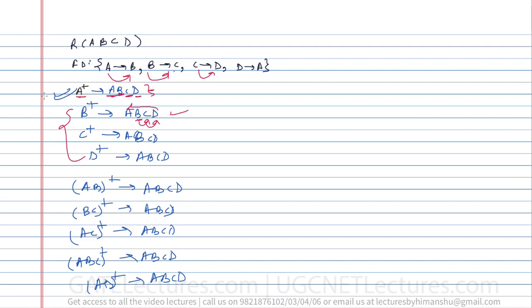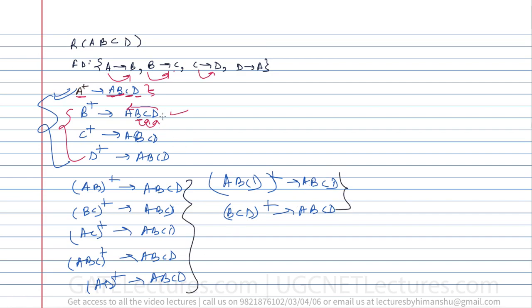Or if I take any combination of these four, there are so many different combinations possible. Like ABCD can determine ABCD, right? In the same way, I can take any other combination like BCD closure and so on. They can also determine ABCD. Therefore all of them which can determine everything are the super keys. So these all are super keys. There are so many other super keys possible in this relation, and these are also super keys.